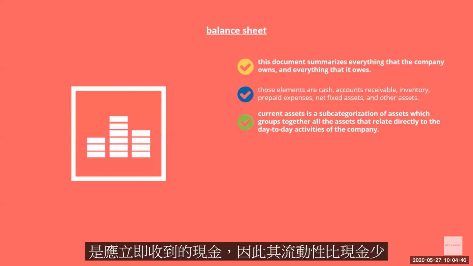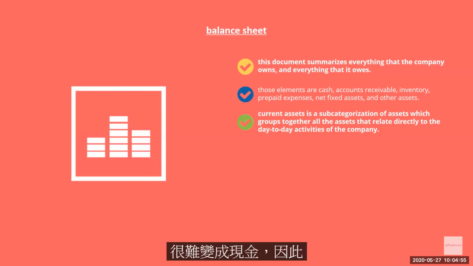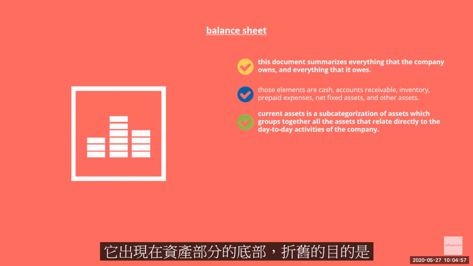Accounts receivable is cash that should be received soon. Therefore, it's liquid, but less than cash. Same goes for inventory. The last category, net fixed assets, is the most difficult to turn into cash, and therefore it appears at the bottom of the assets section.